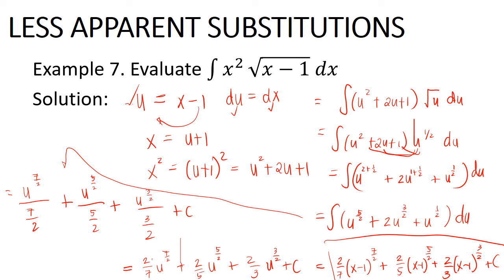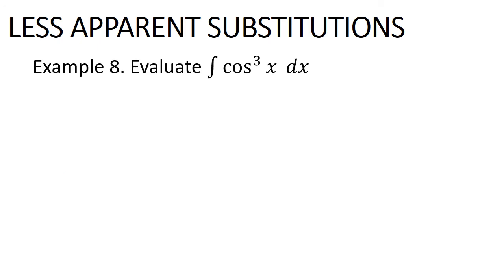Okay? Next sample. Sample number 8. We have evaluate the integral of cosine cubed x dx. So, pwede mo lang gawin dyan, gawin mong cosine squared x times cosine x. Try natin. Tapos, pag nilet mo yung u na cosine squared x, ang du mo ay negative sine of x. Oops! Hindi siya pwede. So, anong gagawin natin? Mag-isip tayo.